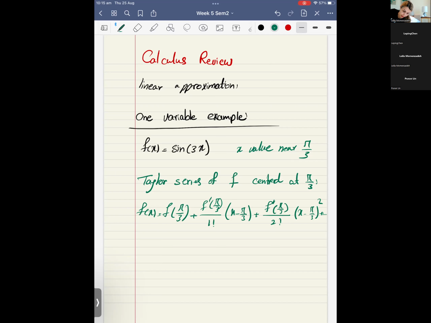Okay, if I write the f of x, f prime x, or f double prime x, we can see f of x is equal to sine 3x. f prime of x is equal to 3 cosine 3x. f double prime of x is equal to minus 9 sine 3x. f triple prime of x is equal to minus 27 cosine 3x.